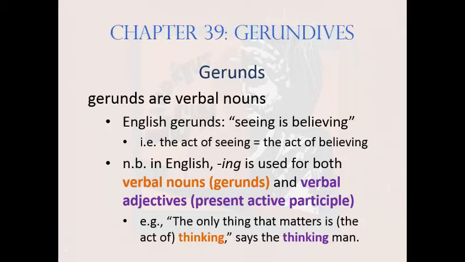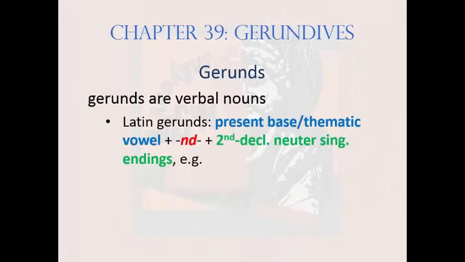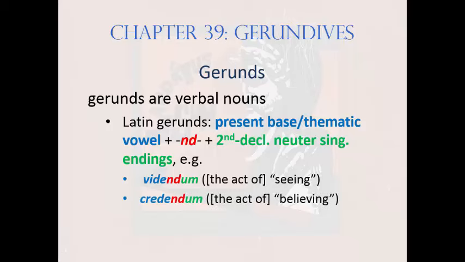Latin, like the logical language it is, doesn't. Latin gerunds are formed by taking the present base plus the thematic vowel, adding -nd and first-second declension neuter singular endings. For example, videndum, meaning seeing, or the act of seeing, or credendum, meaning believing, or the act of believing. Gerunds have no masculine or feminine forms, and no plural. How many seeings do you need to make a believing?